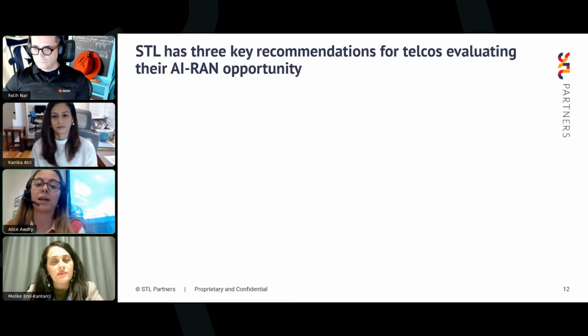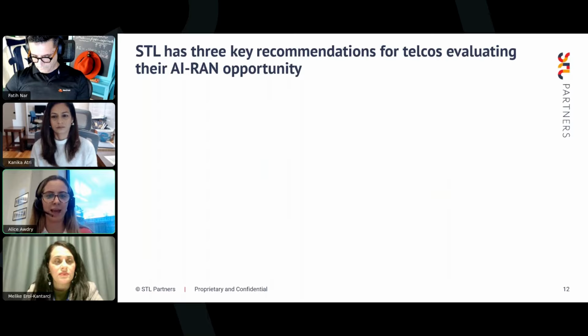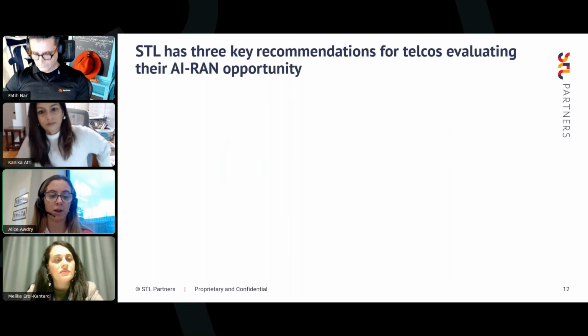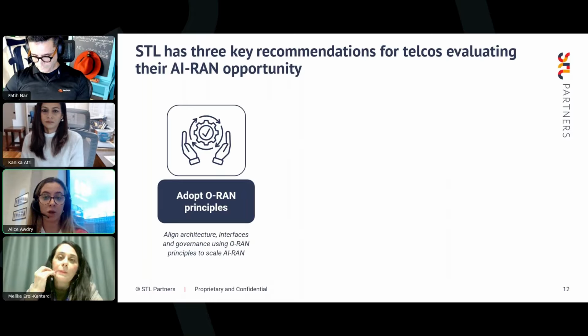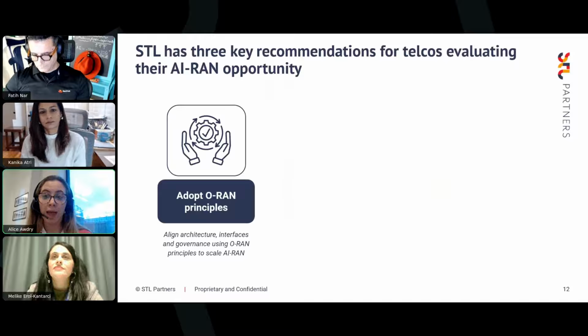To conclude, I think it's probably valuable to bring it back to what this actually means for operators evaluating their AI RAN opportunity. Here at STL, we have 3 key strategic recommendations. Firstly, we would encourage operators to adopt O-RAN principles. Aligning your architecture, interfaces, and governance with O-RAN thinking creates the foundations that we've been talking about and gives you the flexibility to place intelligence where it most makes sense. Without that groundwork, AI in the RAN will remain a collection of isolated pilots rather than something that can scale.